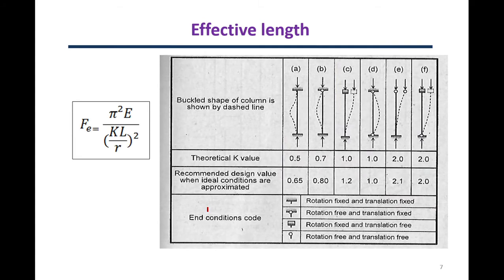So we have ito yung mga ginagamit natin. According sa code yan, ha, yung mga yan. Usually 0.65, pero kadalasan 1 ang ginagamit. Value ng K yan. Yan, yung mga yan. So yan ang tatandaan natin. Okay, so we have here the formula Fe is equal to pi squared E over KL over R squared.